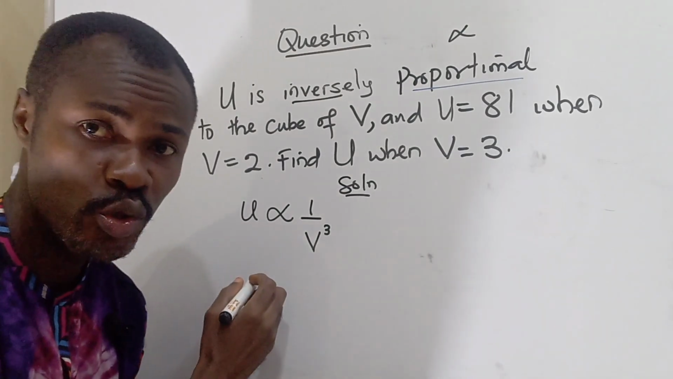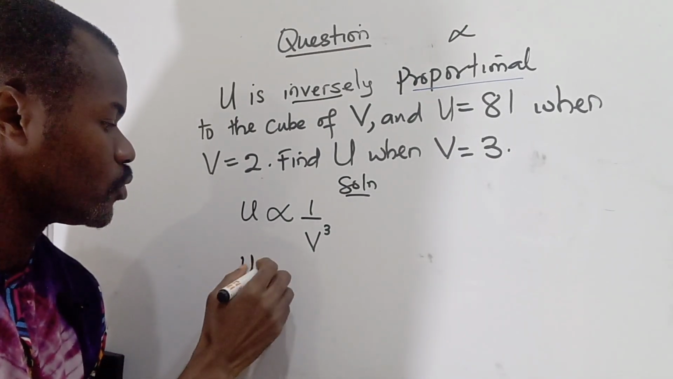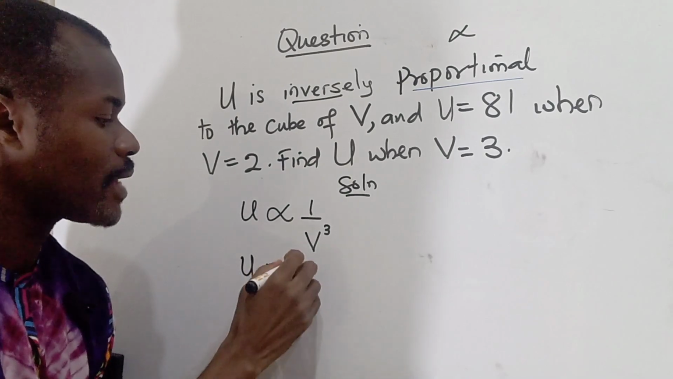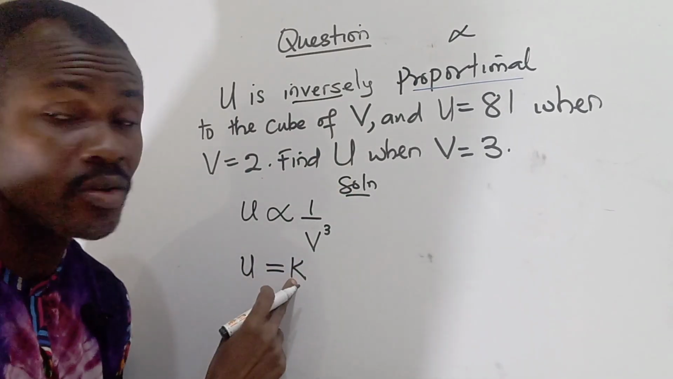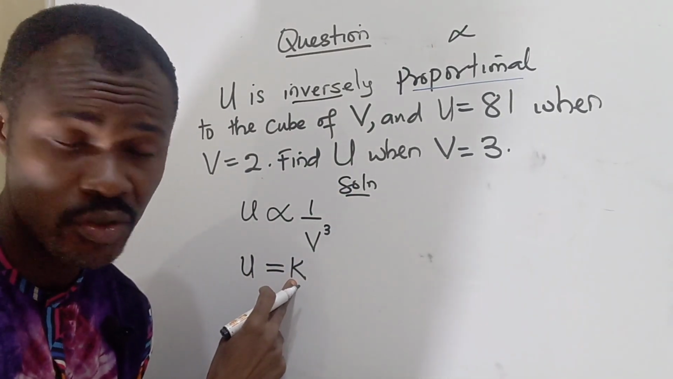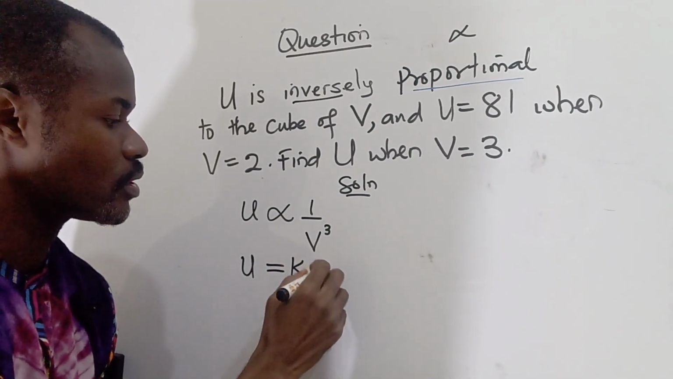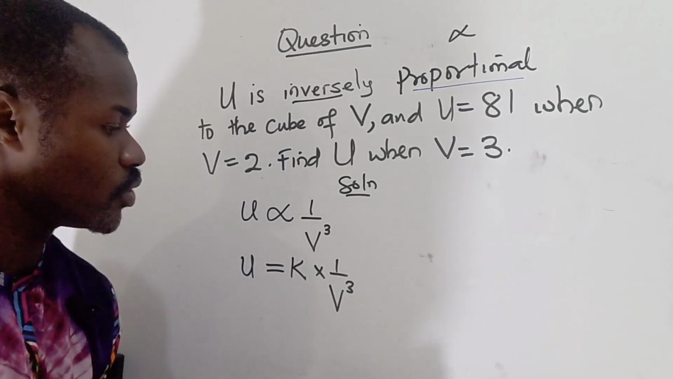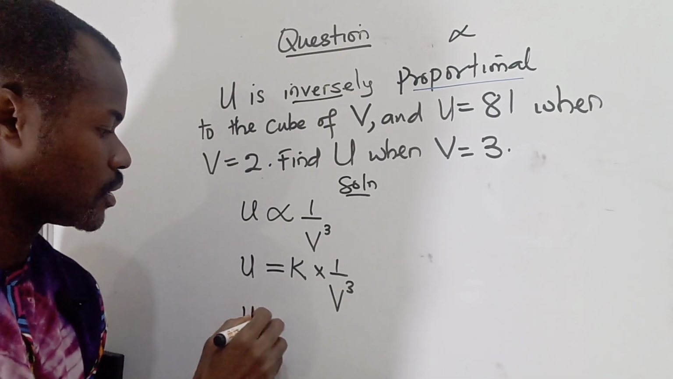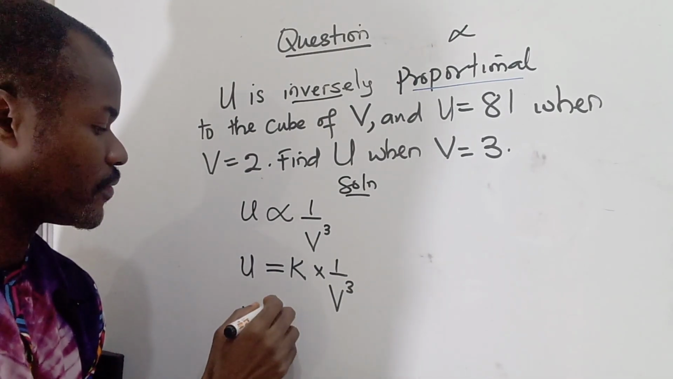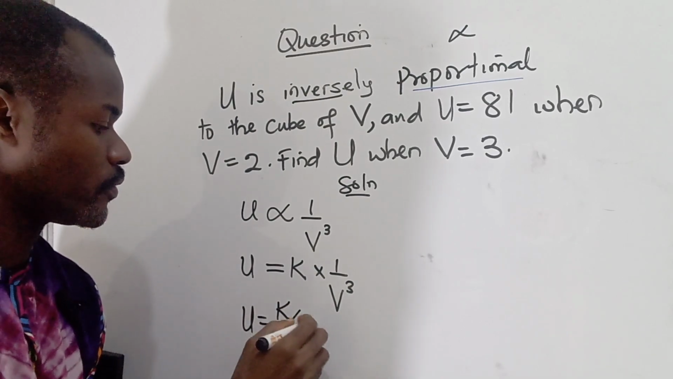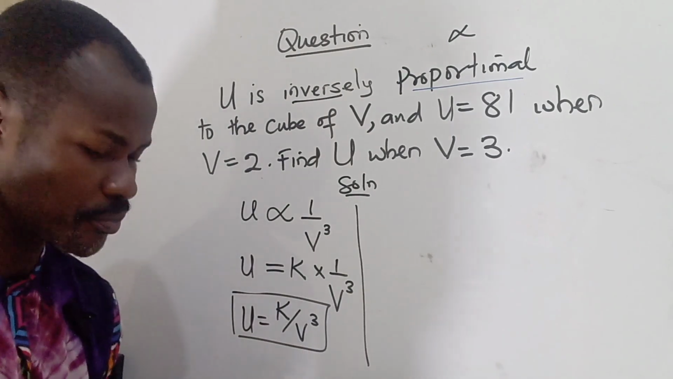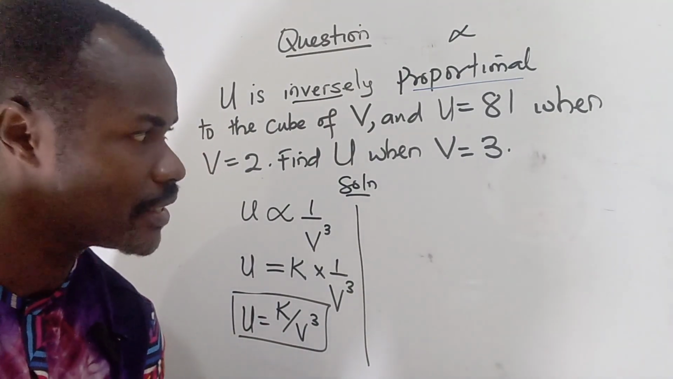The next thing is you want to introduce a constant. So you say u equals, this changes to equals, and you multiply the right hand side by a constant k, or a constant of your choice. So I have k multiplied by 1 over v cubed. This is going to give us u equals k divided by v cubed.